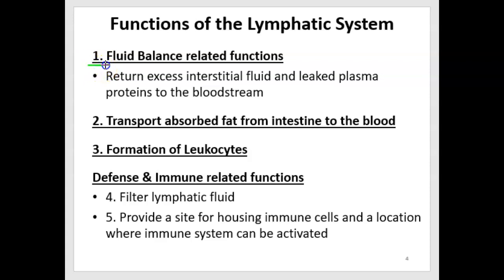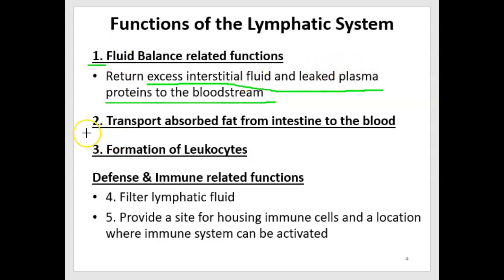So the first function of the lymphatic system is related to balancing fluid between cells in the interstitial spaces and fluid in the bloodstream. So excess interstitial fluid needs to be returned to the bloodstream. And with that, any plasma proteins that escaped the blood at the capillary bed need to travel in lymphatic vessels and be taken back to the bloodstream. So that's one thing that the lymphatic system does.